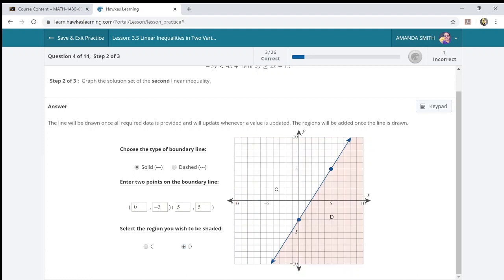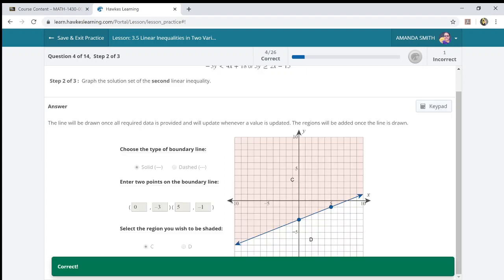And then, of course, that will change this second point. So for my intercept of 0, negative 3, I'm going to go up 2, so 1, 2, and then to the right 5, which gives me the point 5, negative 1. Okay, 5, negative 1. And again, we had said above, so we have to change, and we're going to shade above here. And then we will click submit.